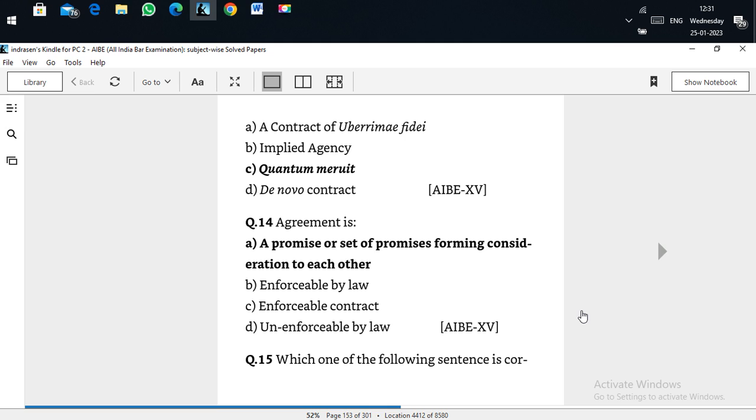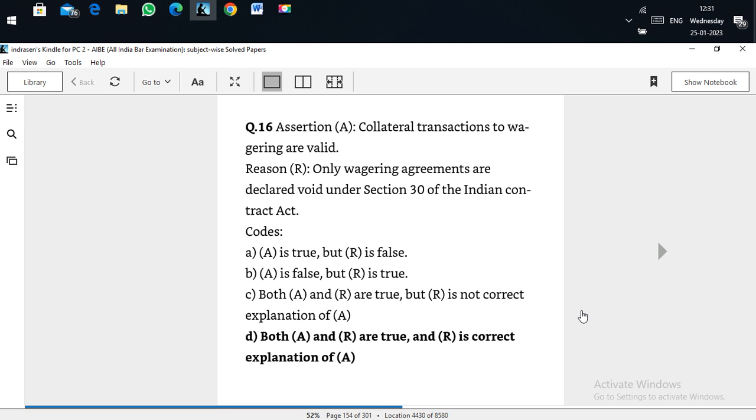Which of the following is correct? Assertion: a collateral transaction to wagering is valid. Reason: only wagering agreements are declared void under Section 30. Options: A is true, R is false. A is false, R is true. Both A and R true, but R is not correct. So the answer is both A and R are true and R is correct. A, a collateral transaction to wagering is valid, which is right. The reason is only wagering agreements are declared void under Section 30 of the Indian Contract Act, which is also true. And R is the correct explanation of A.